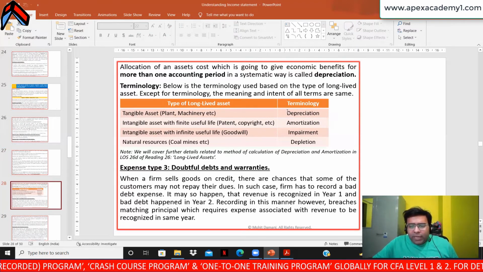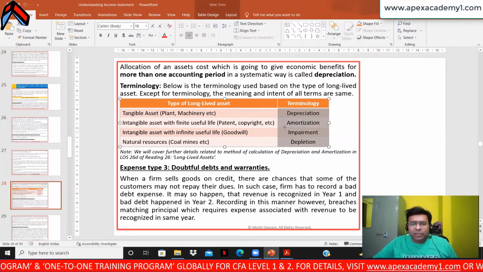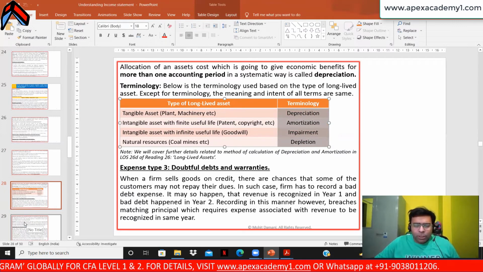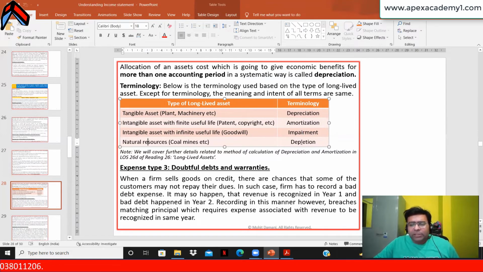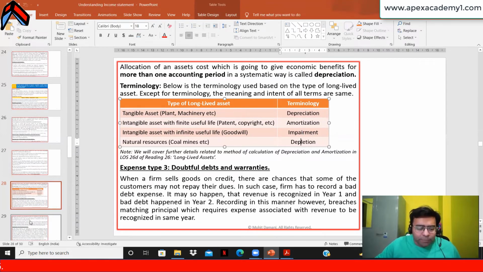Different nomenclature at different times: depreciation, amortization. This is also something you are supposed to know. Depreciation is only for tangible assets. When it is intangible with finite useful life, then amortization. If it is infinite, then impairment. If it is a natural resource, the terminology is depletion.